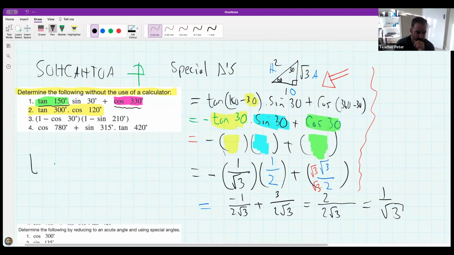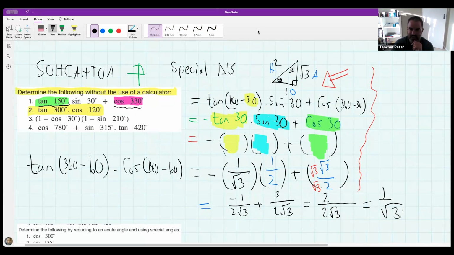Now I'm going to start by rewriting this in terms of a quadrant 4 angle, and then this one in terms of a quadrant 2 angle. So all I'm doing is writing it in the right form to make my life easier. Now, I made a mistake because I wasn't paying attention. That should be minus 60, and that should be minus 60. Okay. Tell me when you're done in the chat. And remember, we have to evaluate without a calculator.